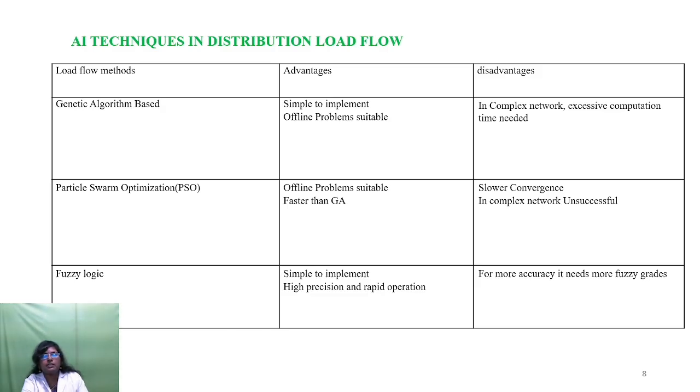Next is the particle swarm optimization method, the PSO method. The main advantage is it is suitable for offline problems and it is much faster compared to the genetic algorithm method. But the disadvantages are that it is very slow in convergence and unsuccessful in complex networks. Next, the third method is fuzzy logic. It is simple to implement and has very high precision and rapid operation. And the disadvantage is that for more accuracy we need more fuzzy grades to develop the convergence.